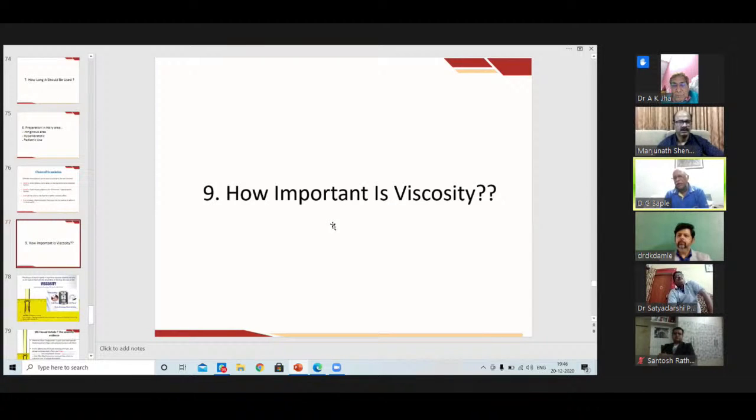So the best drug according to world literature is fluconazole. Initially, you can give induction therapy for 1 week, 2 weeks, and you can continue for 1 year or 2 years, but still the results are not satisfactory.